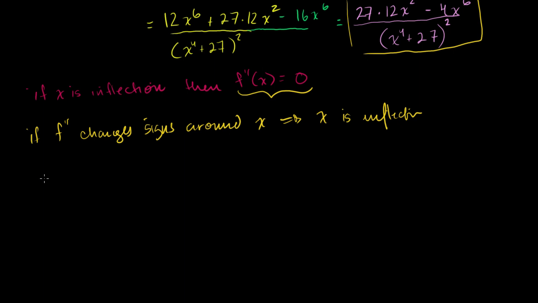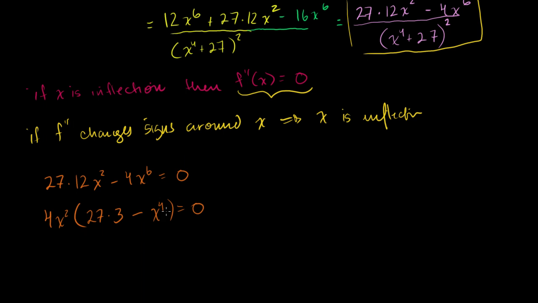So let's set the numerator of the second derivative, 27 times 12x squared minus 4x to the 6th, equal to 0. Remember, that's just the numerator of our second derivative. Any x that makes the numerator 0 is making the second derivative 0. So let's factor out a 4x squared. Now we'll have 27 times, if we factor 4 out of the 12, we'll just get a 3, and we factored out the x squared. Minus, we factored out the 4 and an x squared, so we have x to the 4th, is equal to 0.